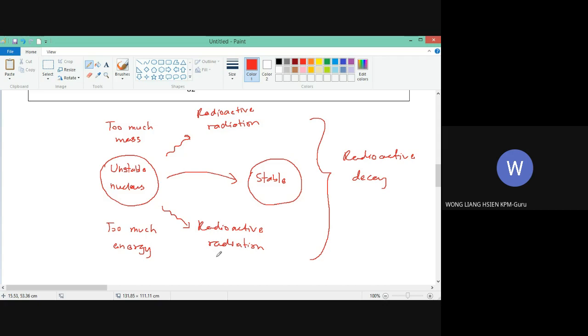For your information, there are a lot of other kinds of radiation. For example, electromagnetic waves we also call radiation. Radio wave is also considered radiation. Microwave is also considered radiation. Infrared, visible light, the light that we can see, are also radiation. X-ray, gamma ray, all of them are also radiation.